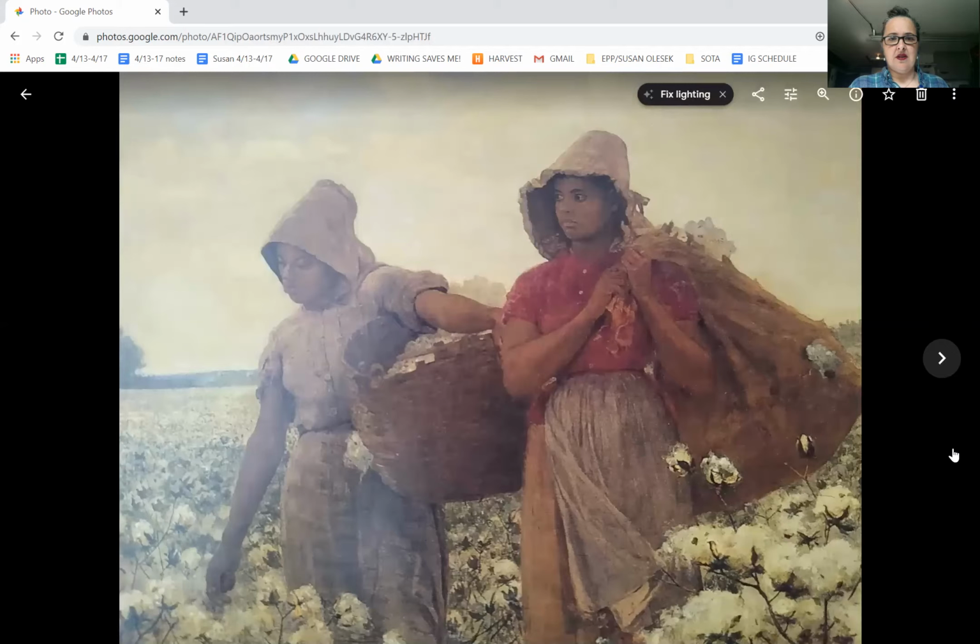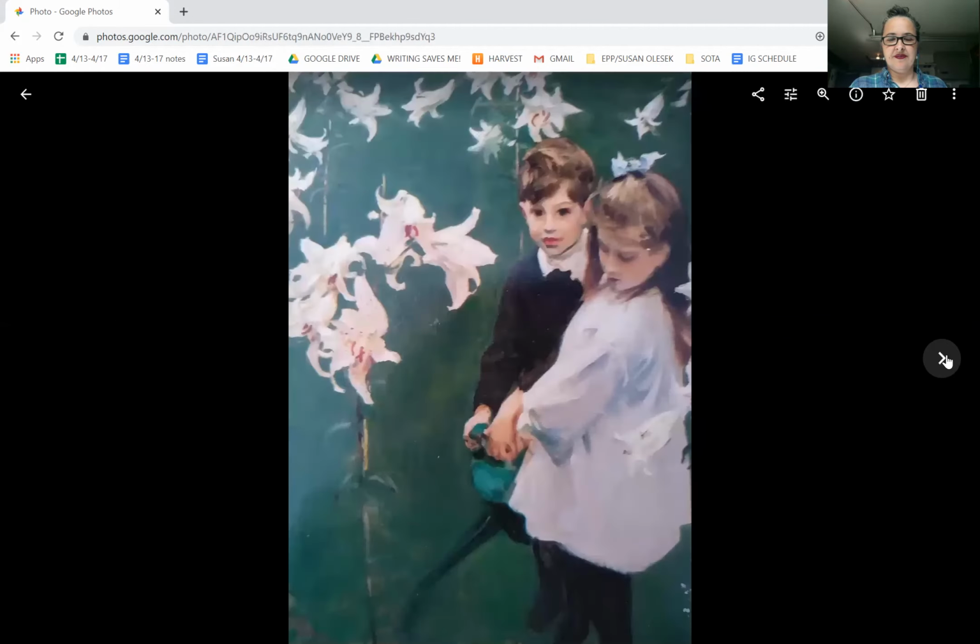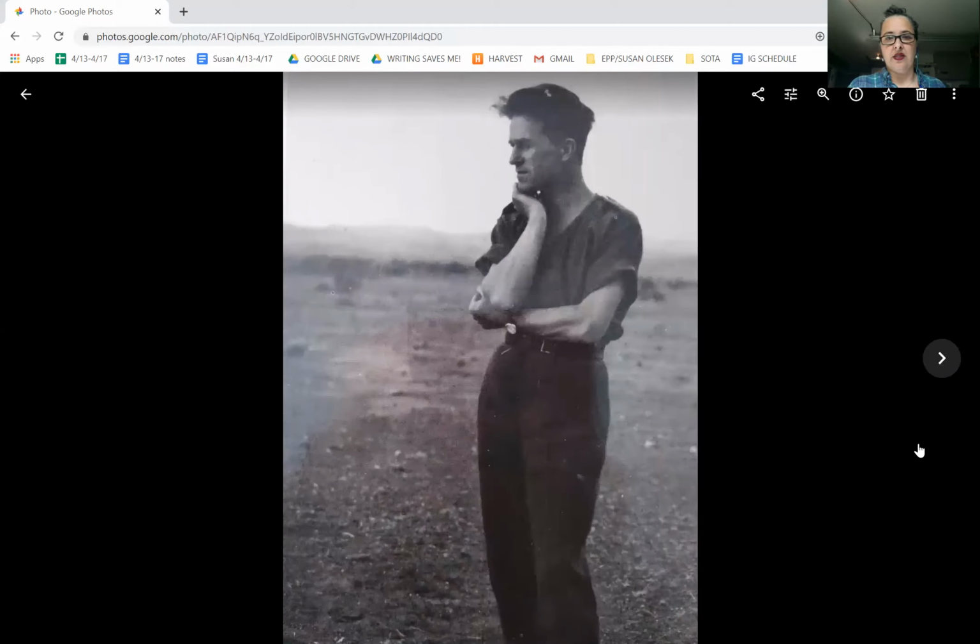This is also an older image. This is a painting by Winslow Homer. Here we've got a painting by John Singer Sargent. So you can just start thinking about how would these two characters interact with each other? How would these two characters interact with the two young women in the field in the previous image? What conflicts would arise?